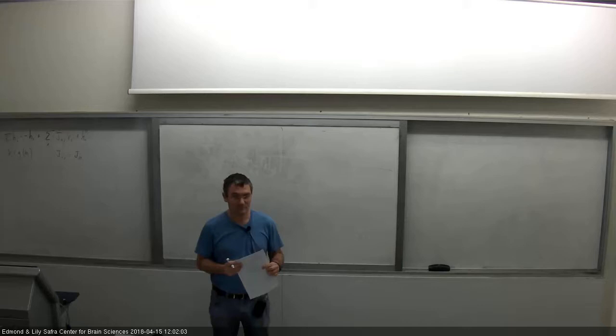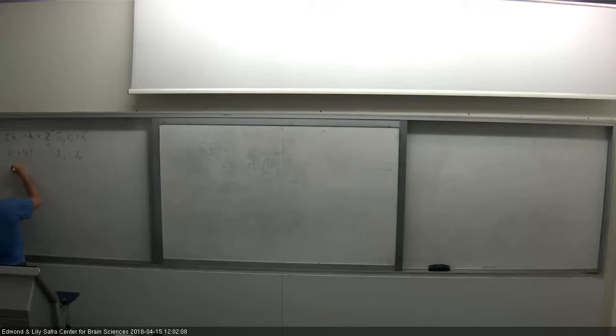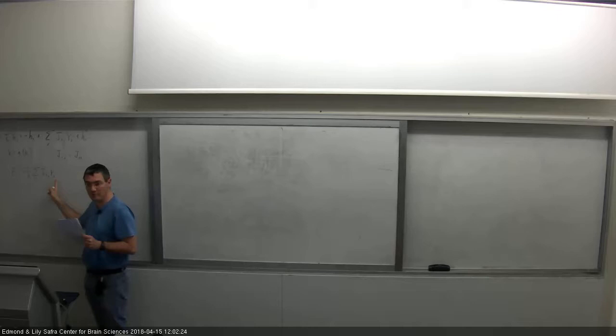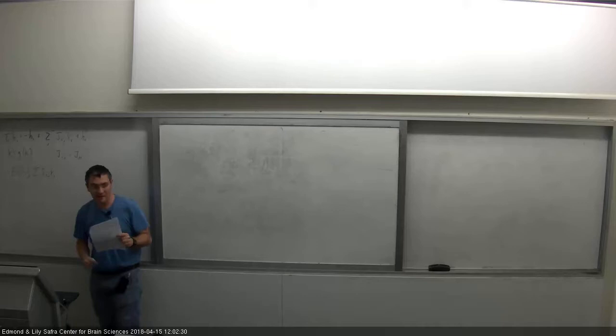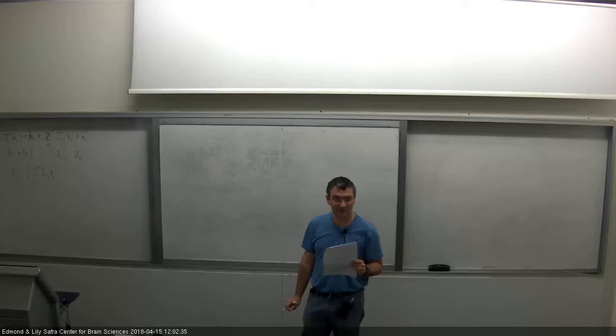So let's write down the Lyapunov function. The Lyapunov function has the following shape. The first term in the Lyapunov function is the sum of all pairs of neurons multiplied or weighted by the connectivity matrix. That's the first term.